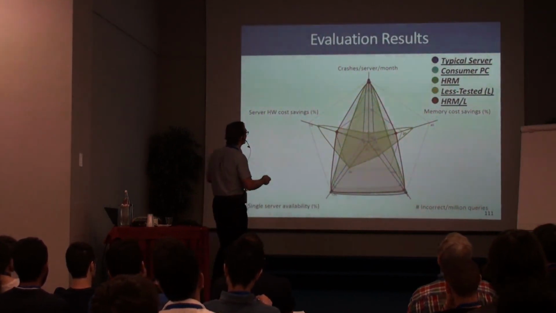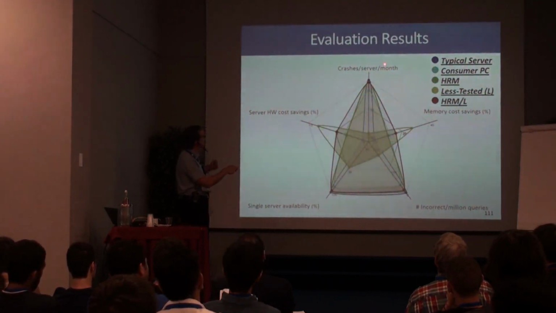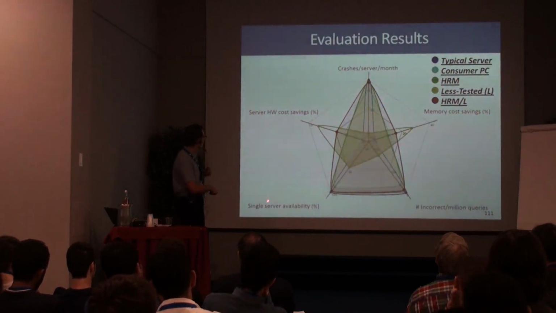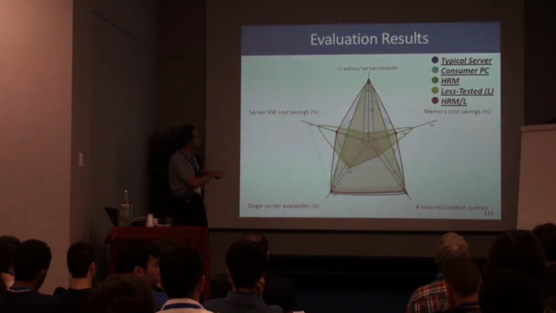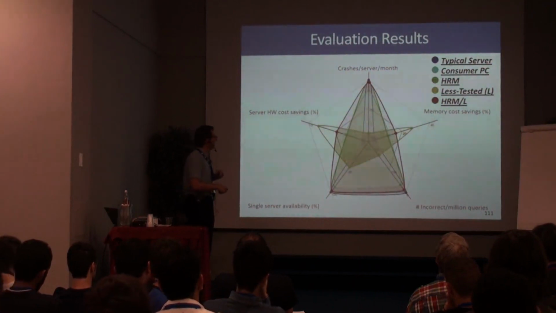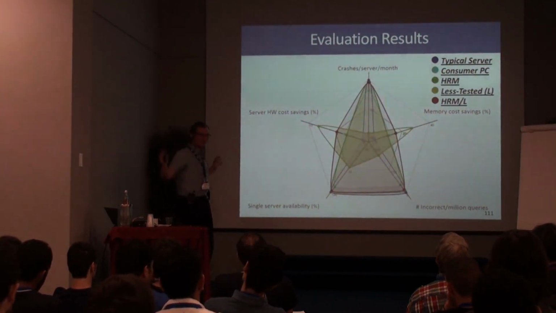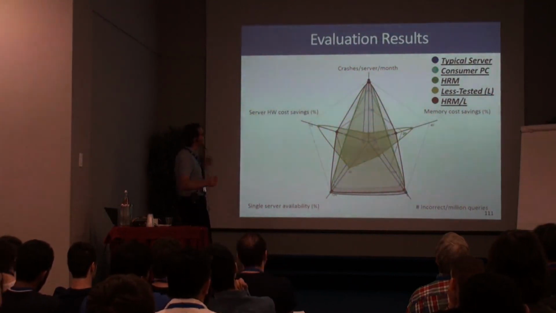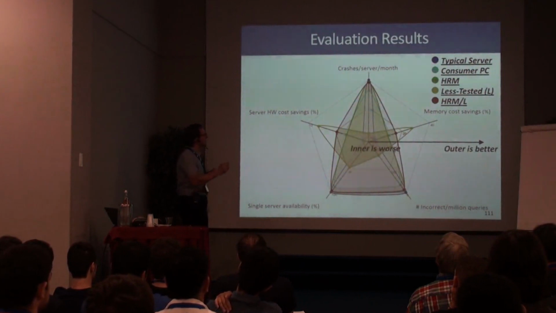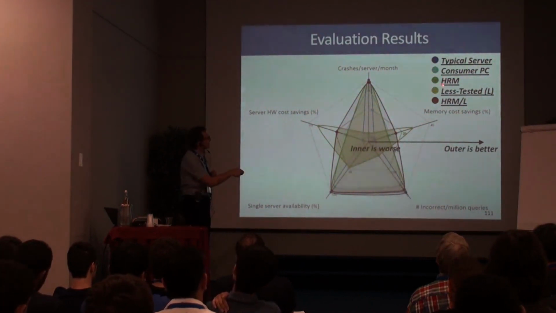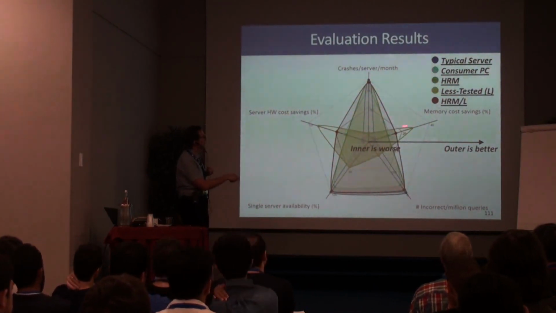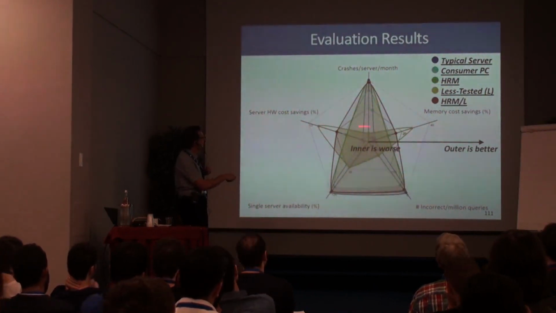Again, I'm not going to go over this in a lot of detail, but this is crashes per service per month, memory cost savings, incorrect queries out of 1 million queries, single server availability, and server hardware cost savings, overall hardware cost savings. And ideally, you would like all of these to be optimized. Basically, the curve that covers more area is better in this case. Outer is better. And HRM is heterogeneous reliability memory system. Less tested is just less tested systems. If you have just less tested memory, that's not good, as you can see, right? It saves you costs, but it's terrible in terms of reliability and correctness.